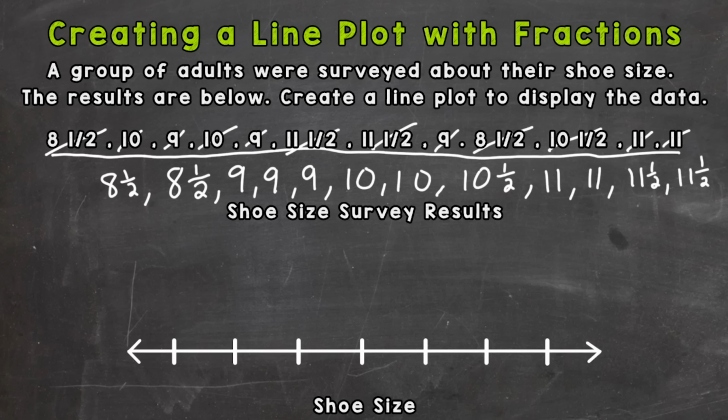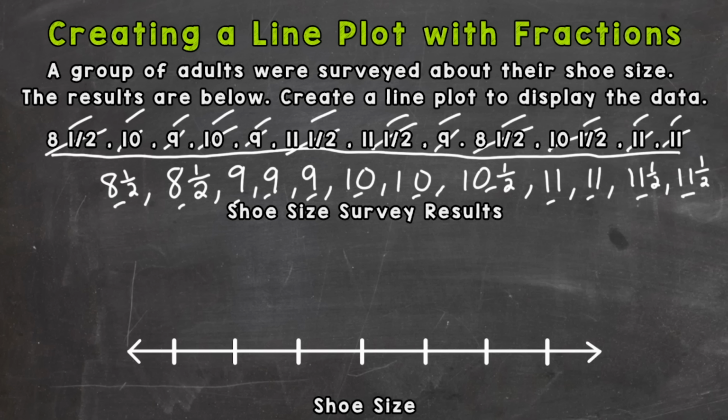Okay, so we have our data in order from least to greatest. So I always like to double check to make sure I have everything. So let's see how many people were surveyed. We have 1, 2, 3, 4, 5, 6, 7, 8, 9, 10, 11, 12. Let's double check our data that we put in order from least to greatest to make sure we have 12 there. 1, 2, 3, 4, 5, 6, 7, 8, 9, 10, 11, 12. So we have everything and we didn't repeat anything. So we're good to go there.